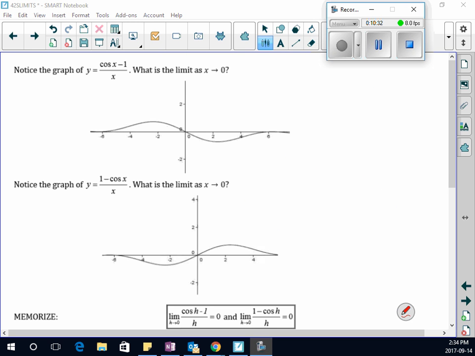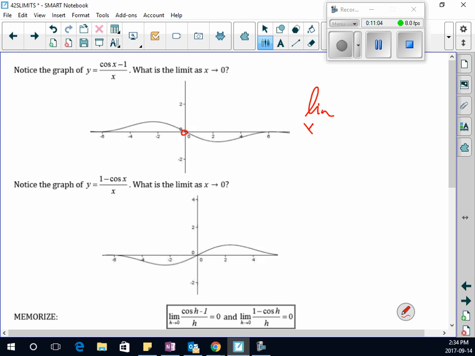So here's the next identity. Here is the graph of cos x minus 1 over x. What's the limit as x goes to 0? It's tending to go to 0. But if I were to plug 0 in there, what's cos of 0? 1 minus 1, I get what on top? 0. If I plug 0 in there, I get 0 over 0. There's a hole there.